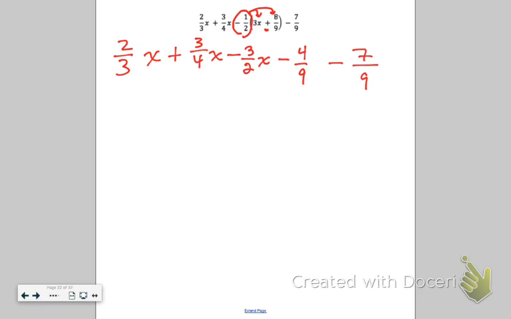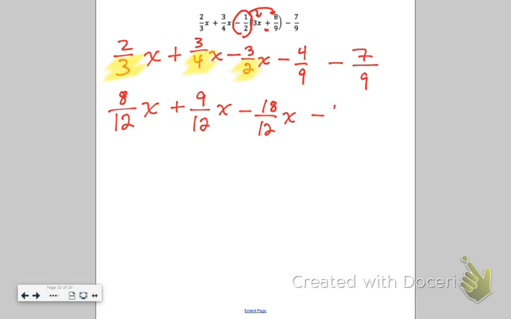So I need to think about what the common denominator between 3, 4, and 2 is. And that least common denominator would be 12. So let's scale everything to a fraction of 12. 2/3 scales up to be 8/12. 3/4 scales up to be 9/12. And 3/2 scales up to be 18/12. Don't forget your x's there. Some students I've seen in the past have forgotten their x's. Bring down the end, -4/9 and -7/9.